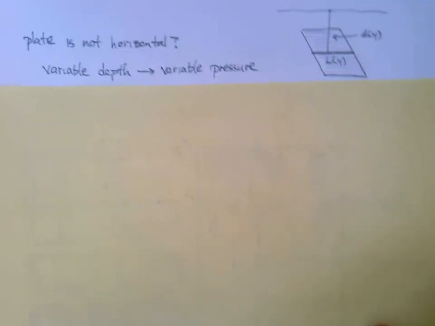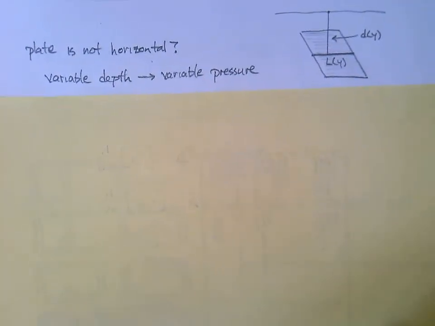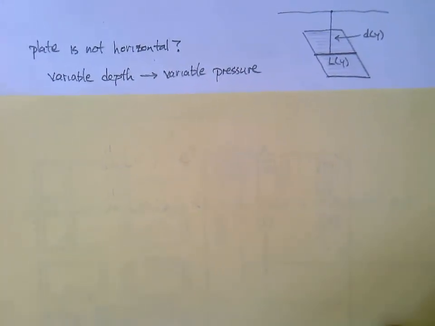Let me show you guys this. If the plate is not horizontal, so I've kind of got my question there. What if the plate is not horizontal? If the plate is not horizontal, then that means there will be a variable depth. The depth will change from point to point. And if the depth changes, then the pressure changes. Because the deeper you are, the more pressure is experienced.